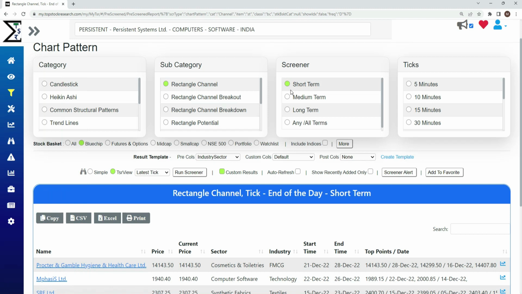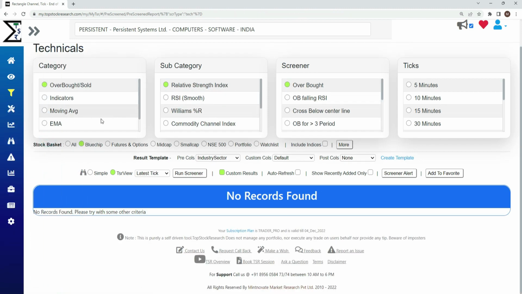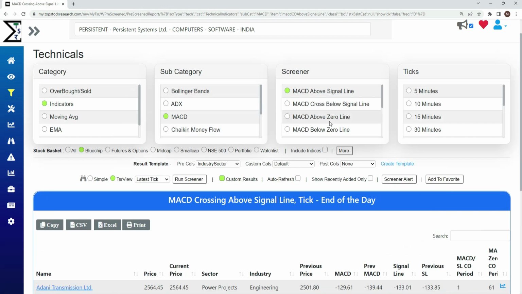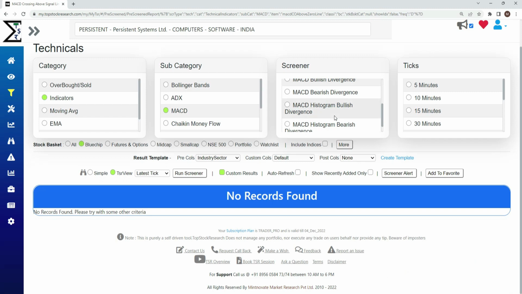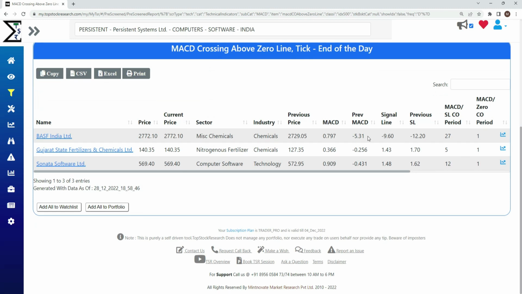Either you have an option of a screener which is directly on the zero line, MACD above zero line, right? And then you'll get all the stocks where MACD is above the zero line. So MACD value is 0.7, right? MACD crossing above zero line.